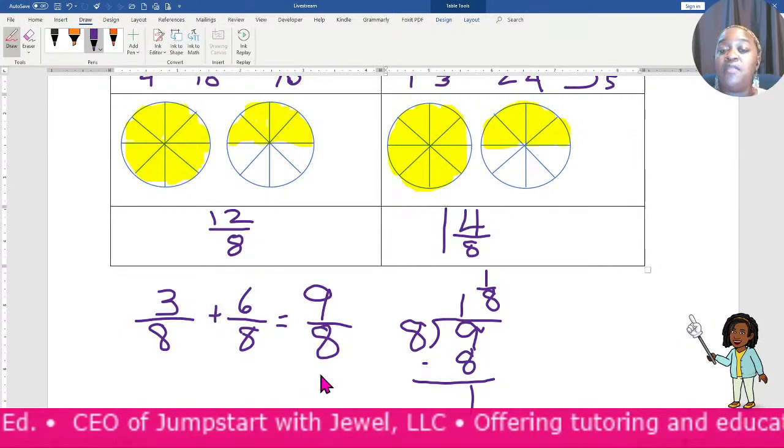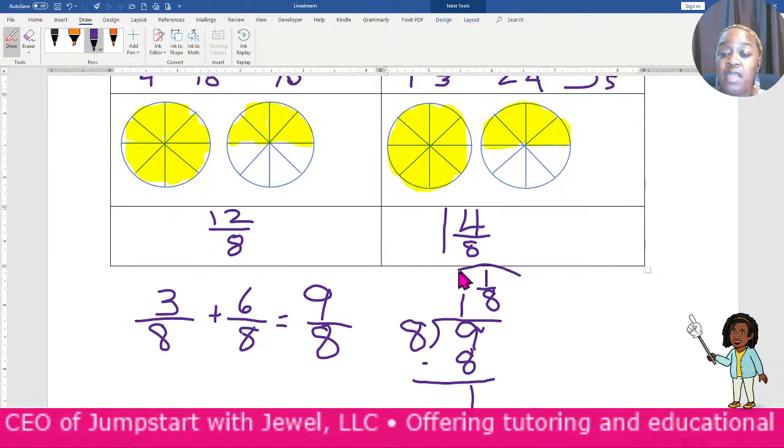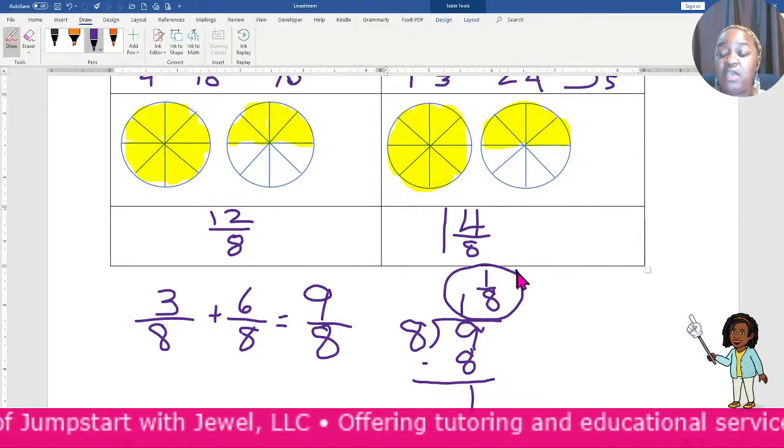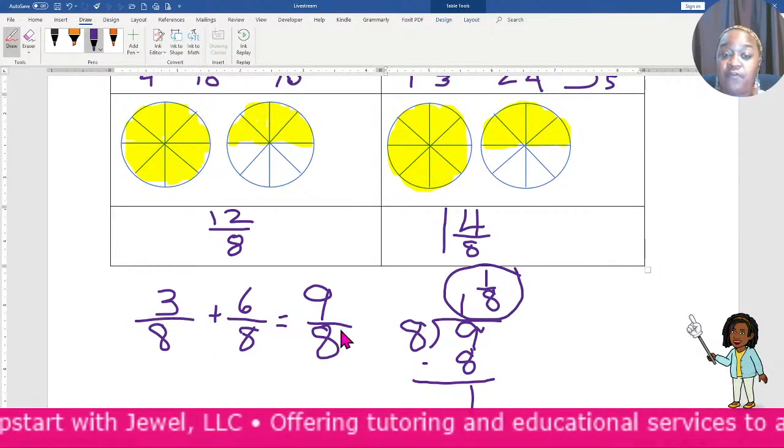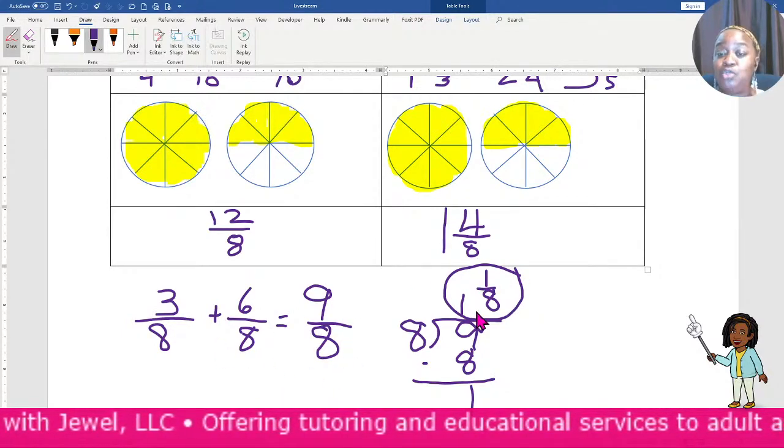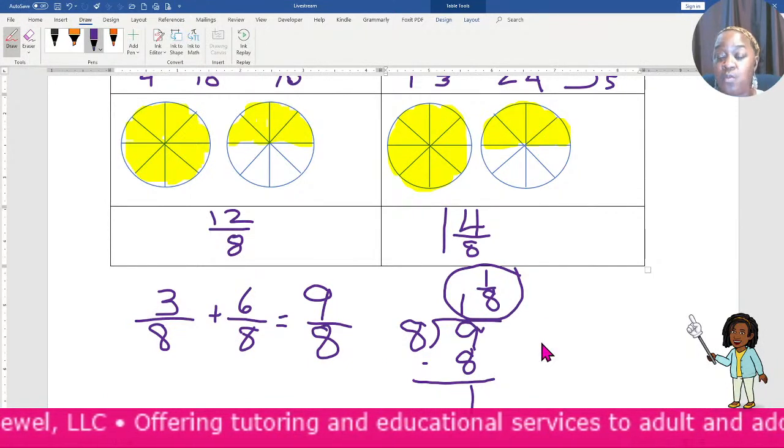Okay, so the answer for this one is going to be 1 1/8. We converted our fraction from an improper fraction, 9/8, to a mixed number, 1 and 1/8.